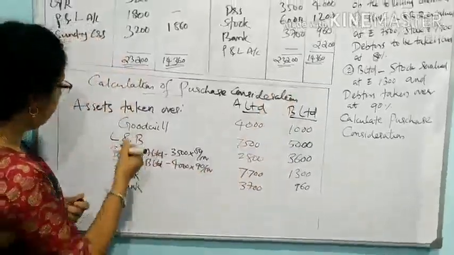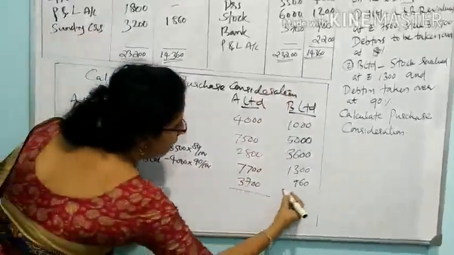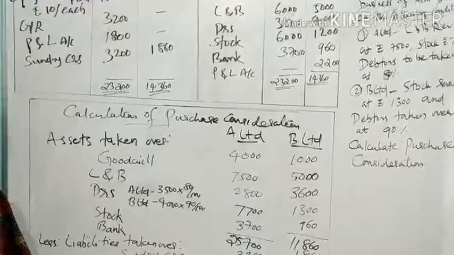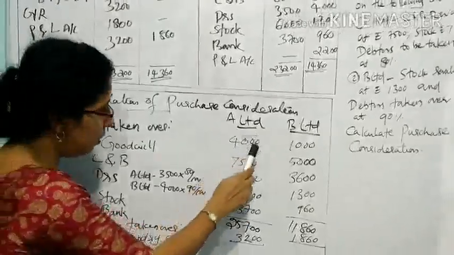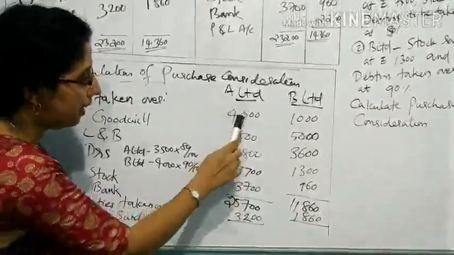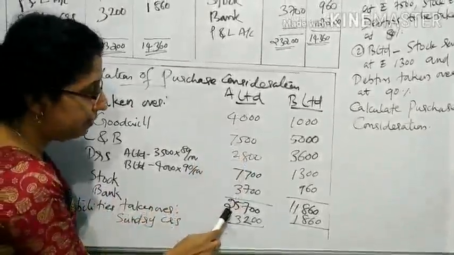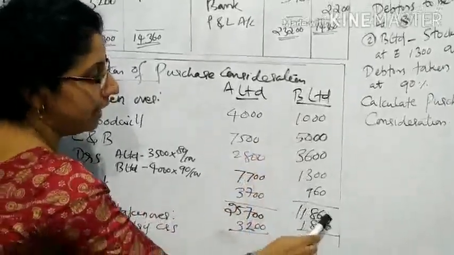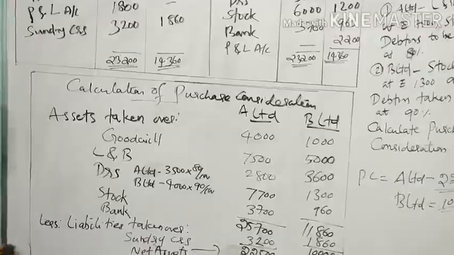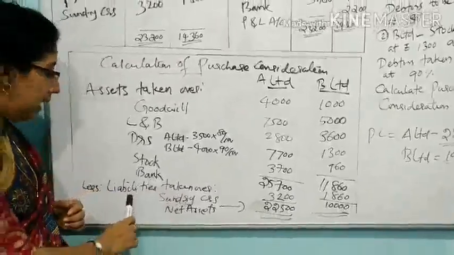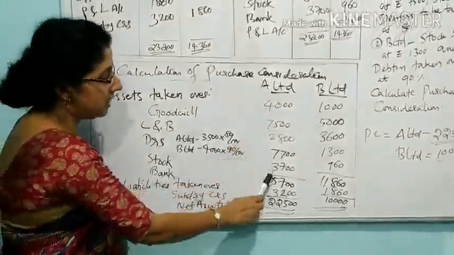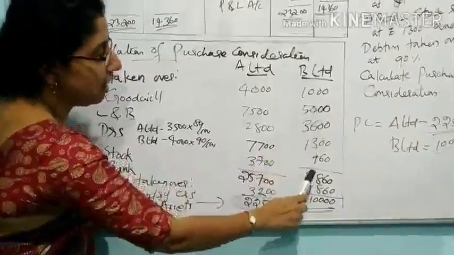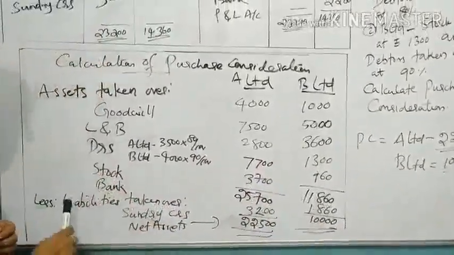Then total assets. Calculate the total assets taken over. A Limited total is 25,700 and for B Limited 11,860. Clear? So total assets is given as 25,700 and 11,860. Okay, then liabilities taken over.